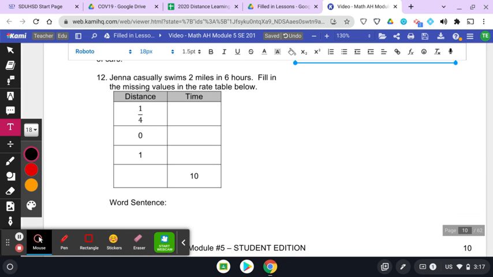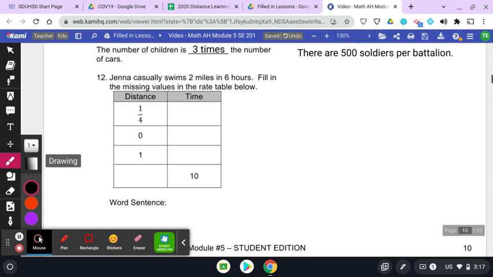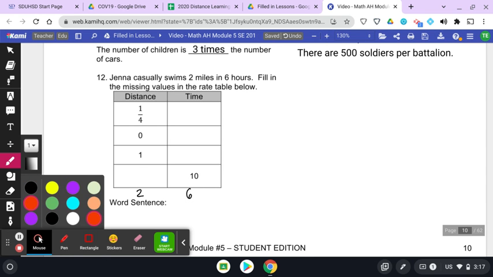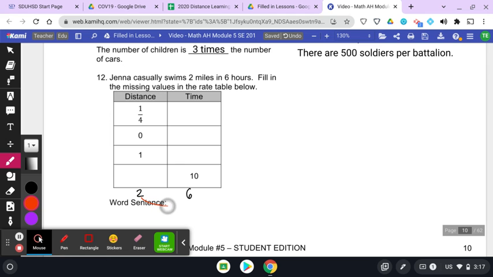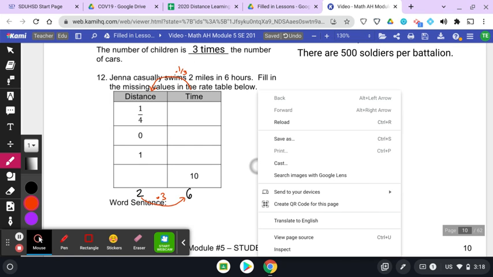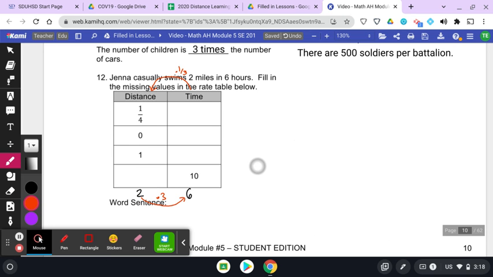All right, last one. Janet casually swims 2 miles in 6 hours. Fill in the values with the rate below. So this time it's not in the chart. So I'm just going to put it in the chart. 2 miles. Miles is distance. In 6 hours. So I know to get from the distance to the time, 2 times 3 is 6. I have to multiply by 3. Or if I want to go from the time to the distance, I'm going to have to divide by 3 or multiply by a third. Okay. So 1/4 times 3 is 3/4.